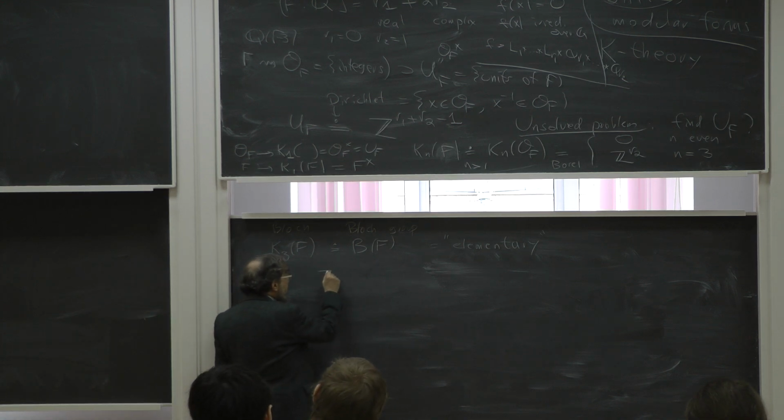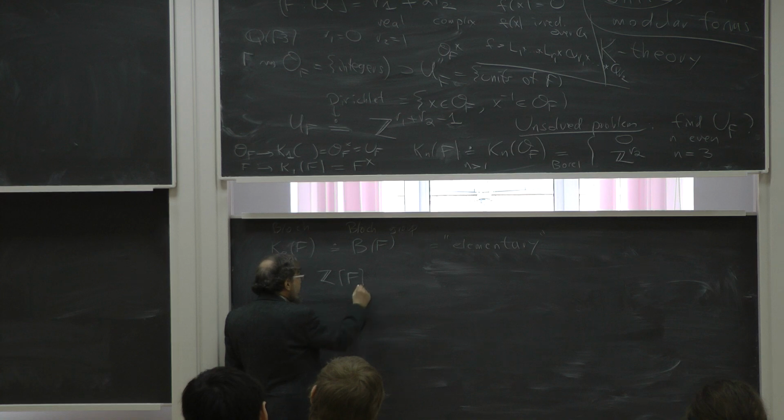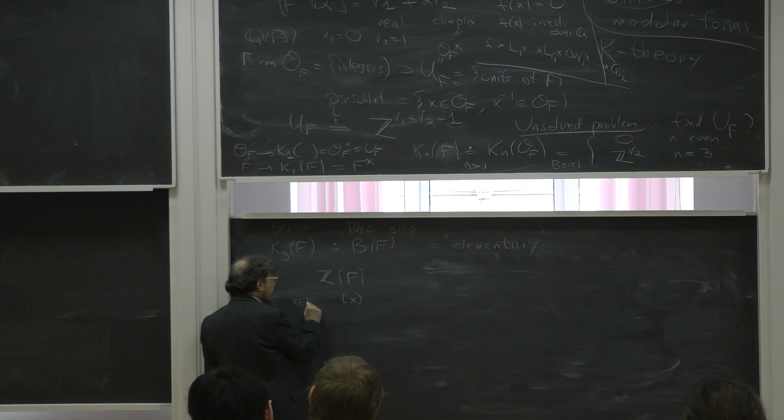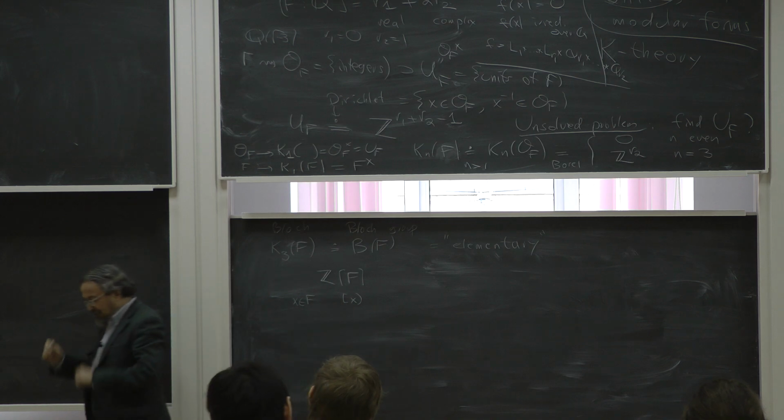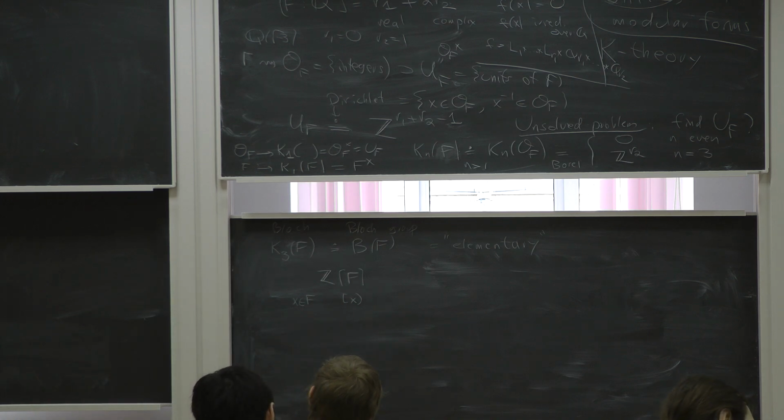So we start with Z[F]. Z[F] is formal combinations of numbers x, where x is in the field. It's just a formal combination. You put it in brackets and you can add or subtract those things.